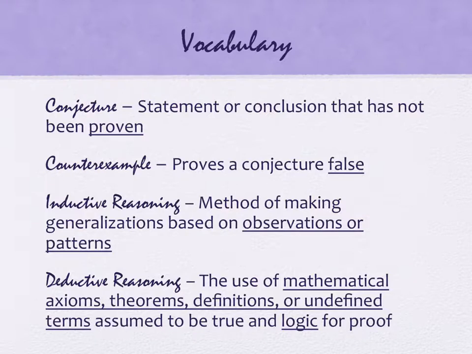A counterexample, though, is something that proves the conjecture false. Right? You really thought that it worked like this, and most of the time it does, but this one example blows it all out of the water, and now you're wrong. At least you're wrong about it always being true.